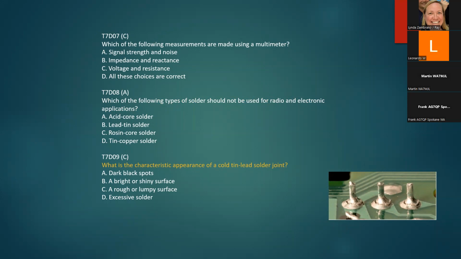D9. What is the characteristic appearance of a cold tin lead solder joint? A cold joint is a poor solder joint. That's just a term used. And the most common appearance of a bad or cold tin lead solder joint is a very dull and bumpy appearance. These are examples of cold solder joints. A good solder joint is smooth and shiny.